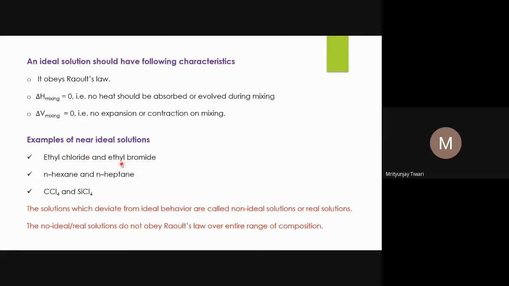Normally people also just say ideal solution. Ideal solution doesn't mean the perfectly ideal solution, but a near ideal solution. It forms the ideal solution. Why does it form the ideal solution? Because if you look at the shapes of these two molecules, ethyl chloride and ethyl bromide, it is CH3, CH2, Cl, and CH3, CH2, Br. And if you look at the hybridization of the carbon atoms, it is sp3 in all the cases.